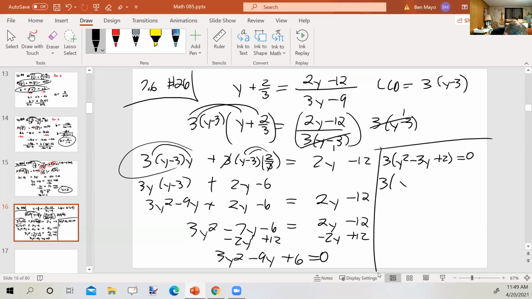I'm going to factor the trinomial. Let's see, (y minus 2)(y minus 1) equals 0. So y equals 2, y equals 1. And it says enter your answers as a comma-separated list. So 1, 2.